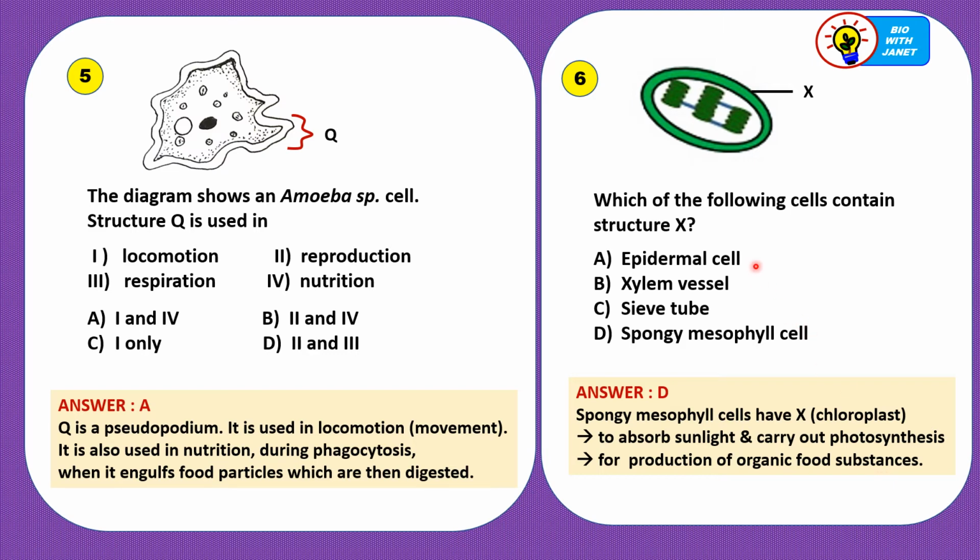Now, epidermal cell is for protection. It covers the surface of the plant. Xylem vessel is a cell that is dead and hollow, with a hollow center to transport water and mineral ions. Sieve tube is for the transport of organic food substances in the plant.